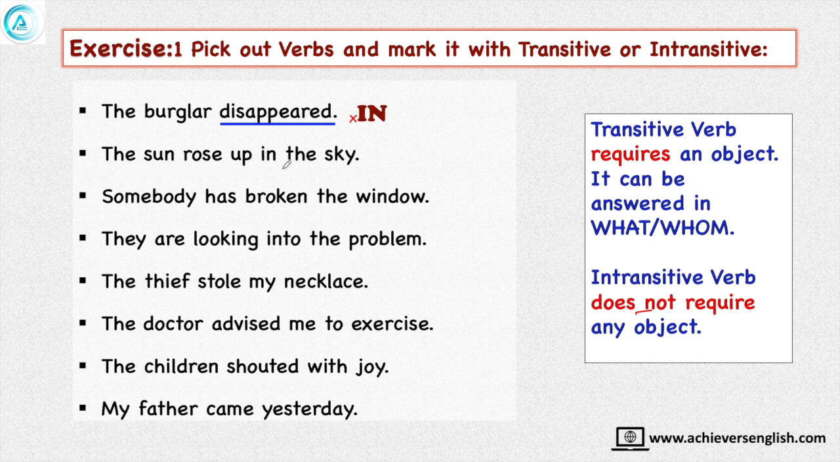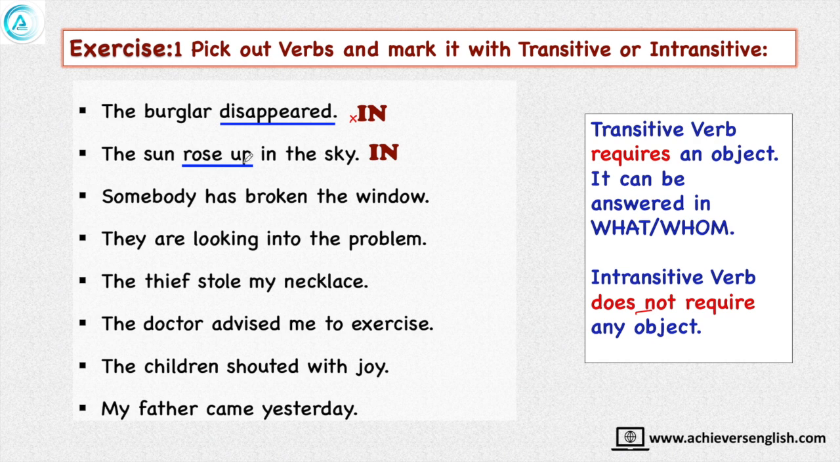The sun rose up in the sky. So friends, "rose up" is a verb, and after "rose up," if we ask what or whom: the sun rose up, what? The answer is not coming. The sun rose, whom? The answer is not coming. It means it is an intransitive verb. "In the sky" is not an object.